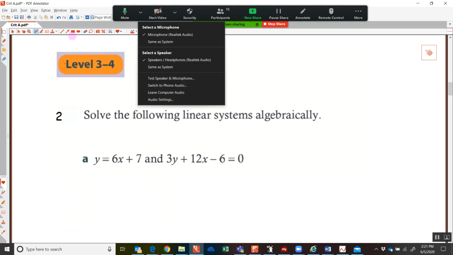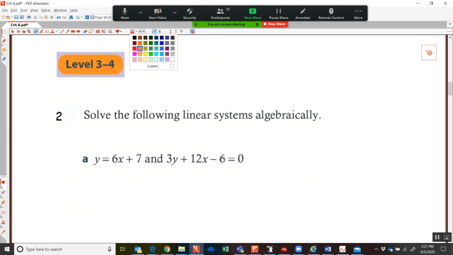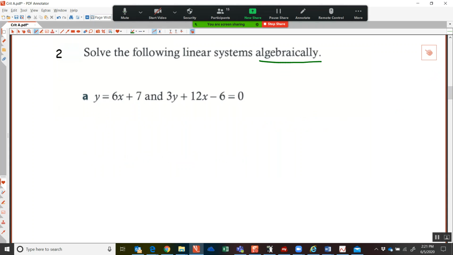Level 3 to 4. All right, it says solve the following algebraically. So what does it mean algebraically?